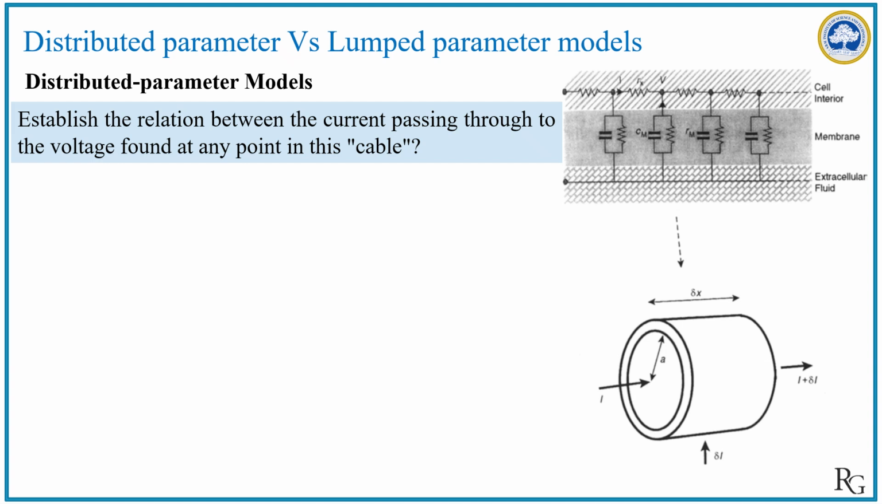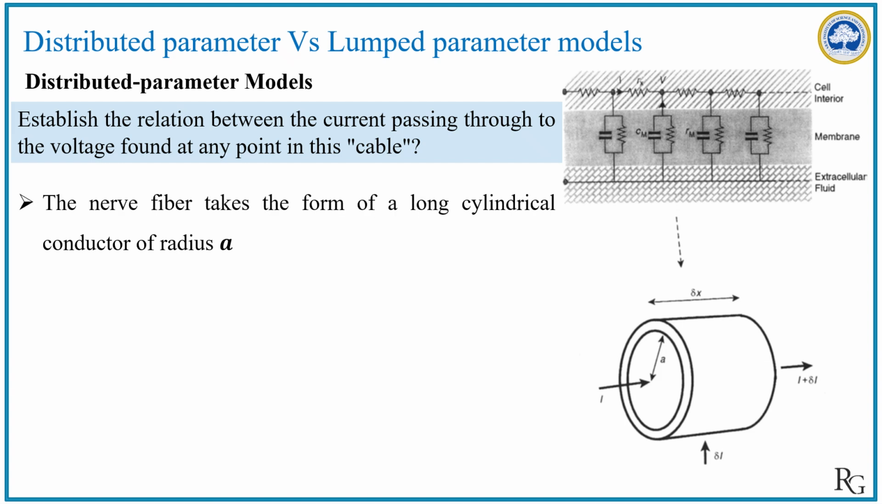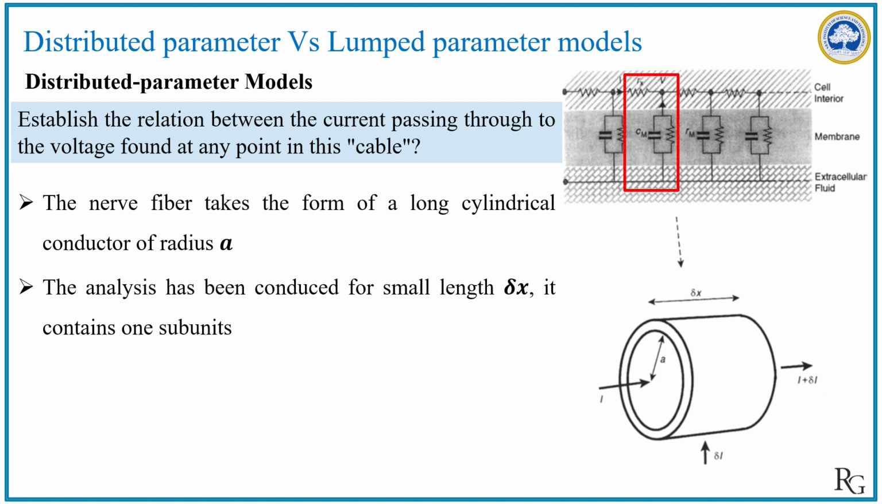The target is to establish the relation between the current passing through and the voltage found at any point of this cable. Basically, the nerve fiber takes the form of a long cylindrical conductor of radius a. The analysis has been conducted for a small length, that is delta x, that contains one subunit. So basically, the model will be developed for this subunit.